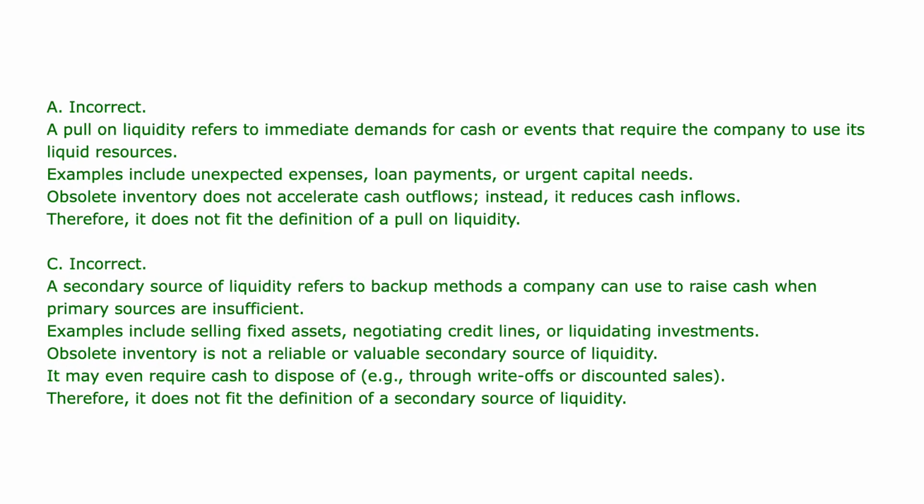A pull on liquidity is defined by an acceleration of cash outflows, such as paying suppliers early. Since obsolete inventory affects the receipt of cash rather than its expenditure, it cannot be classified as a pull.